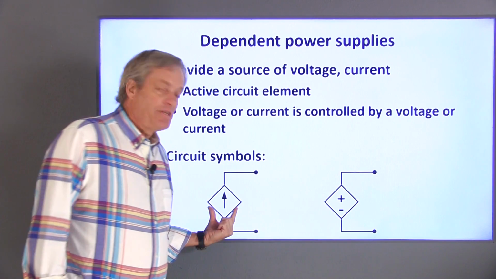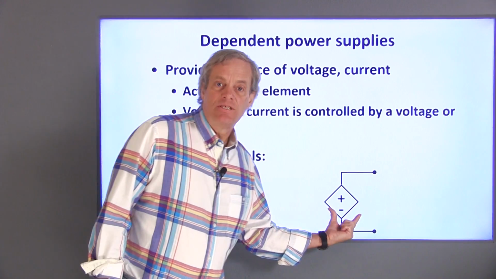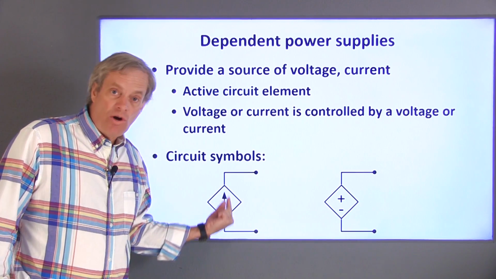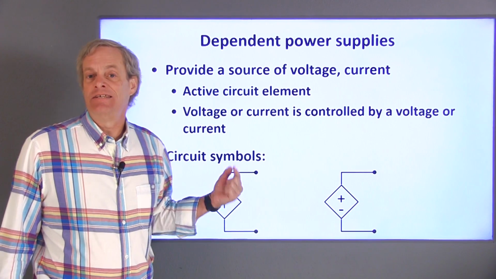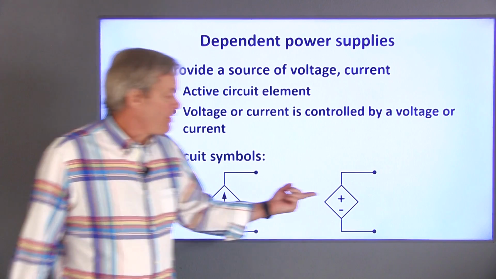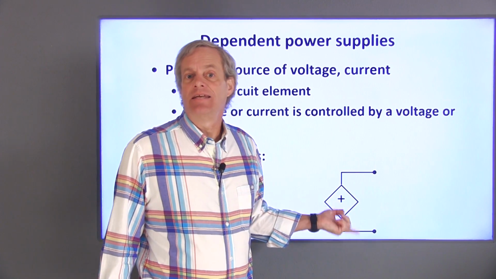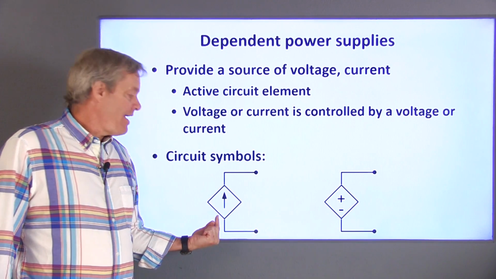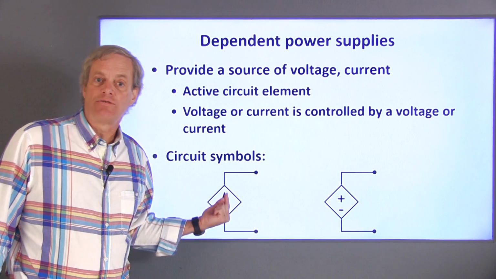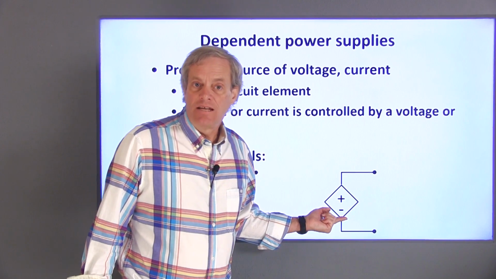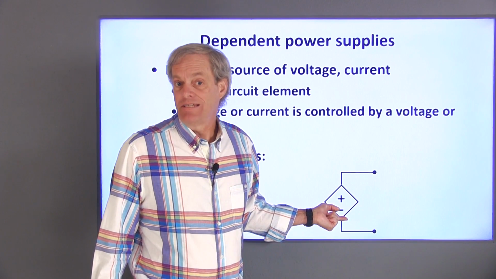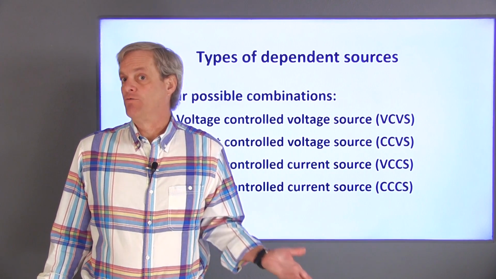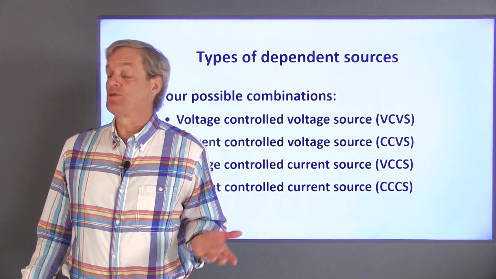The dependent source is indicated by this diamond-shaped symbol rather than the circle we used for independent sources. An arrow inside the diamond indicates a dependent current source, while the plus and minus signs indicate a dependent voltage source. As with independent sources, the arrow indicates positive current direction, and the positive and negative signs indicate the voltage polarity sign convention.